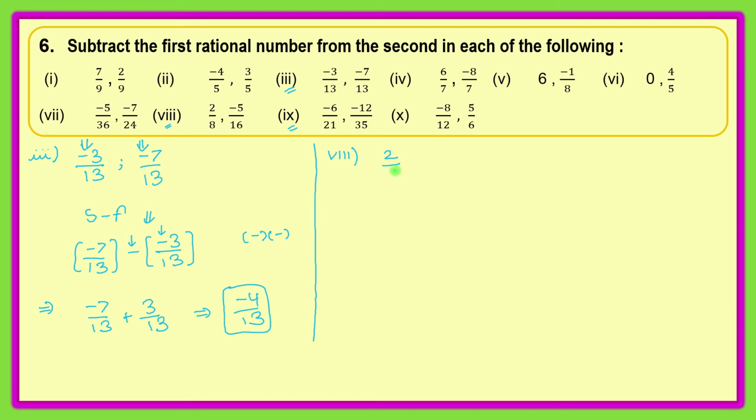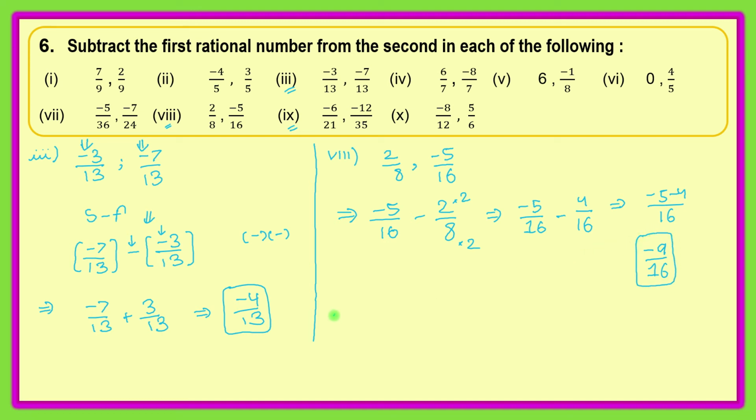And now we are going to solve the eighth part. We have 2 upon 8 and then minus 5 upon 16. So it will be minus 5 upon 16 minus 2 upon 8. Here 2 upon 8 is a positive number, that's why only one minus sign will come. As you can see, it is 16 here and 2 upon 8, so the LCM would be 16. If I multiply the second rational number by 2 upon 2, I am going to get minus 5 upon 16 minus 4 upon 16. And hence we will have minus 5 minus 4 upon 16. Simple as that. We get the answer as minus 9 upon 16, and this is the answer.